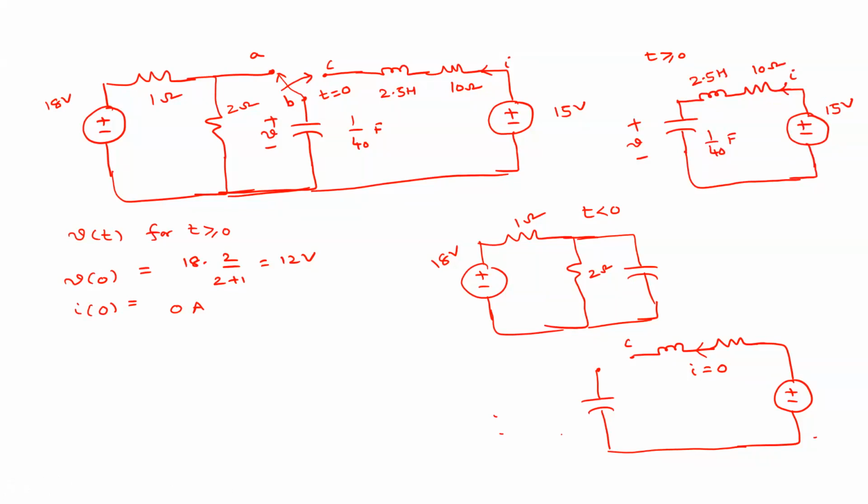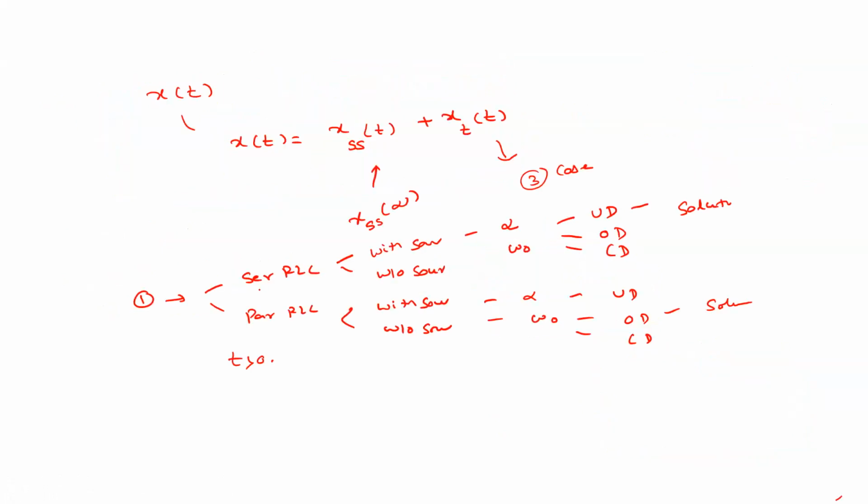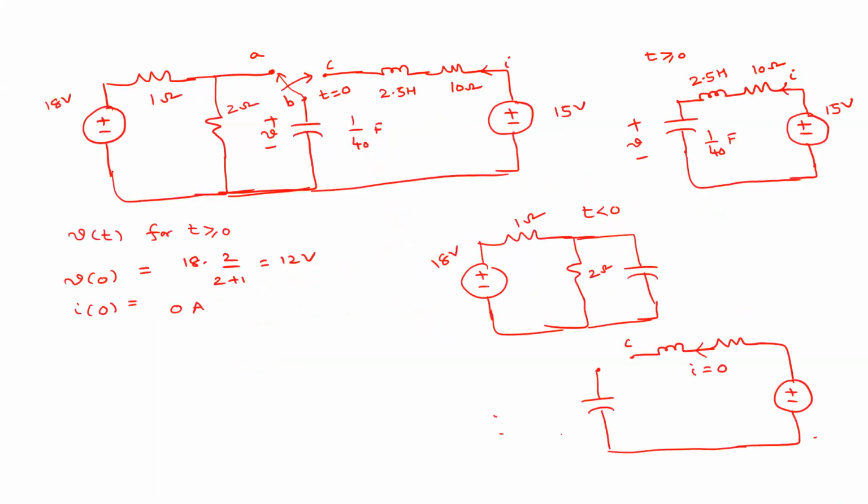So we have found what comes under this. So it is a series RLC circuit, right? So we derived some steps, right? So first one, it's a series RLC circuit. And with source or without source? With source. With source, right? What is the next step?